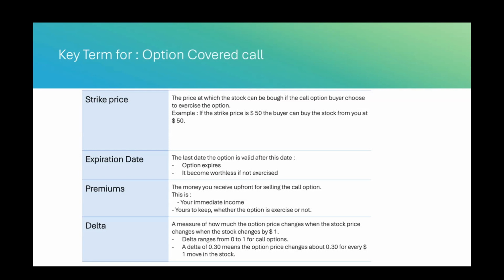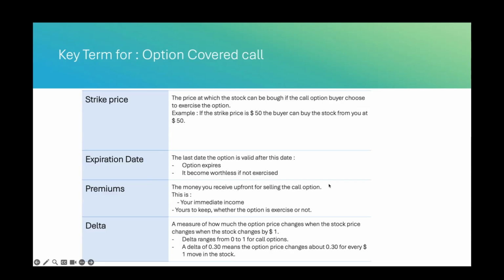That means you have to sell your stock. Expiration date: the last date the option is valid. After this date, the option expires and becomes worthless if not exercised. So with options, you can't just pick the strike price and have the expiration date be forever. You have to pick the expiration date, either a week, a month, or a year.